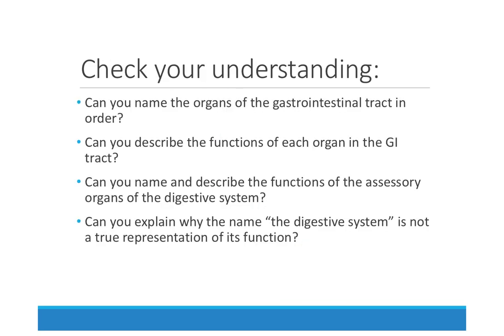So that covers my overview of the various structures and their functions in the digestive system. Check your understanding. Can you name these organs from one end to the other of your gastrointestinal tract and describe the functions of each of those organs? What about the accessory organs that help support the digestion of food? Can you name and describe their structures and function? And can you explain why the name the digestive system is probably not a true representation of its function?